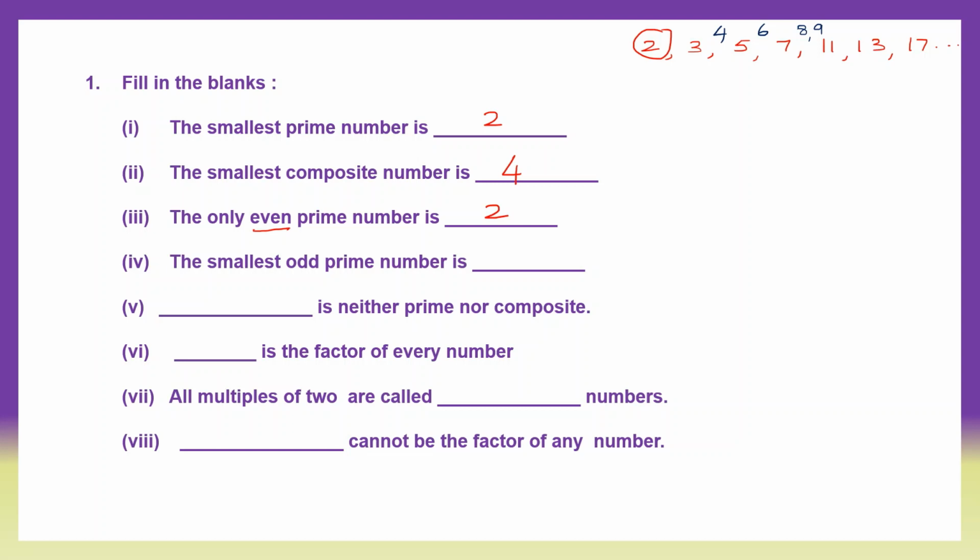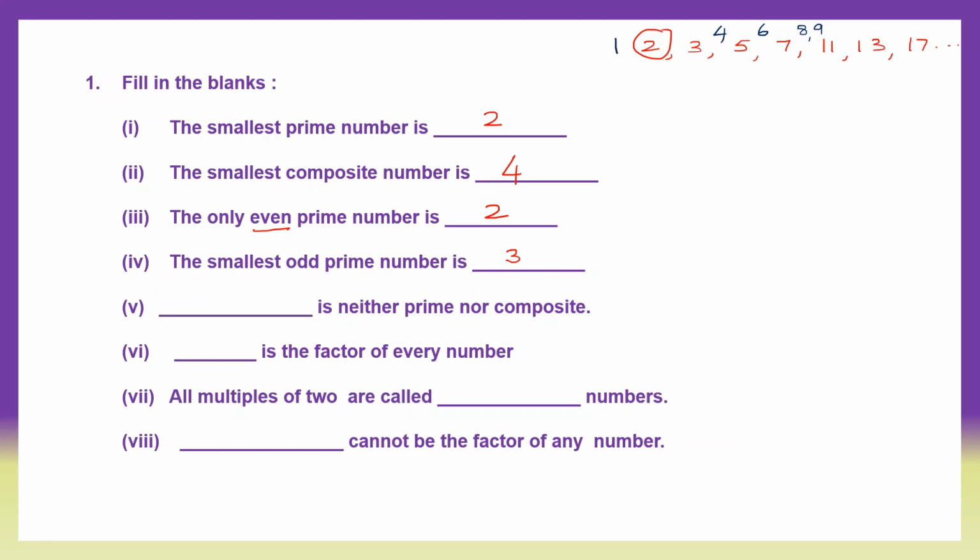Which is the smallest odd prime number? The smallest even prime number is 2. The smallest odd prime number will be 3. So let's try and answer different questions. Now, which is the number which is neither prime nor composite? As you can see, all these numbers are either prime or composite. So which is a number which is neither prime nor composite? That is the number 1.